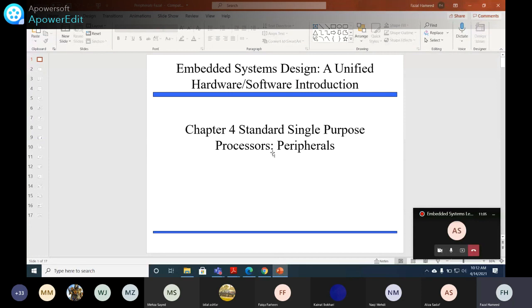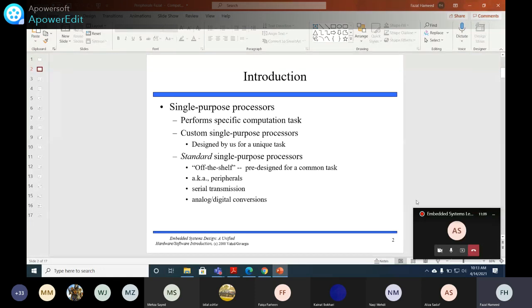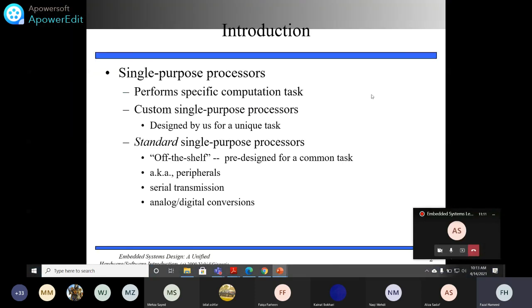So in the standard single purpose processor, we will study different types of peripherals. So what is a single purpose processor? What's the job of a processor? You will do a unit task, meaning it performs one task at a time. Right. What is the difference between a single purpose processor and a general purpose processor?